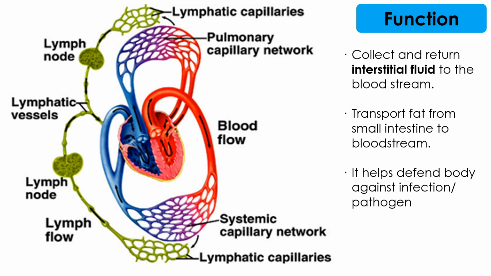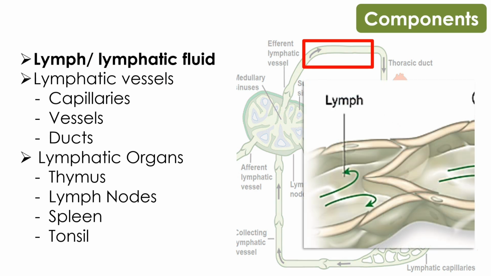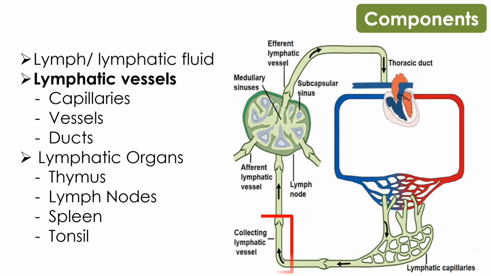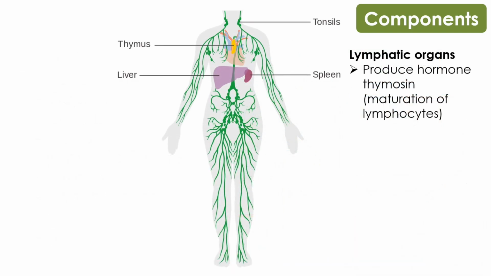Now we will look into the components of the lymphatic system. The major component is the lymph or the lymphatic fluid. Next is the lymphatic vessel, which can be divided into the lymphatic capillaries, lymphatic vessels, and then lymphatic ducts. The next component is the lymphatic organs.